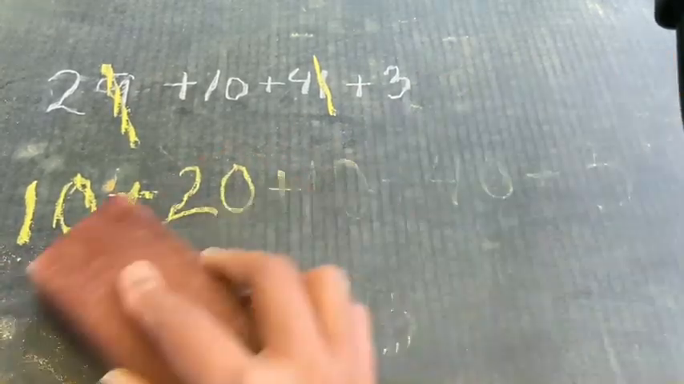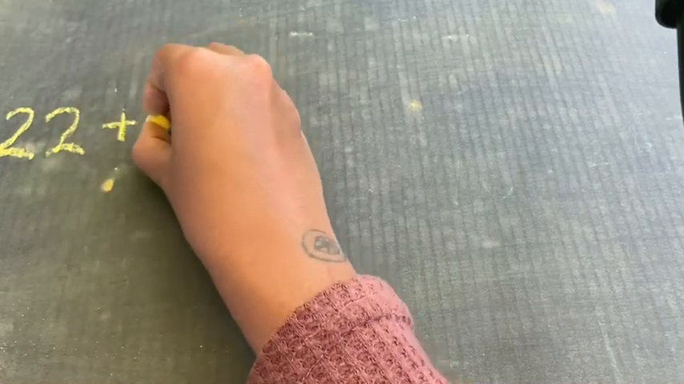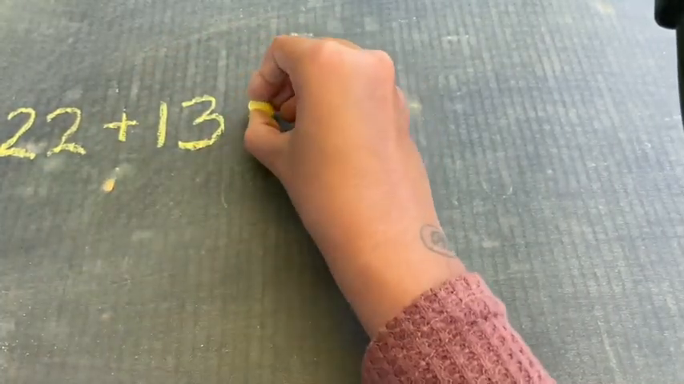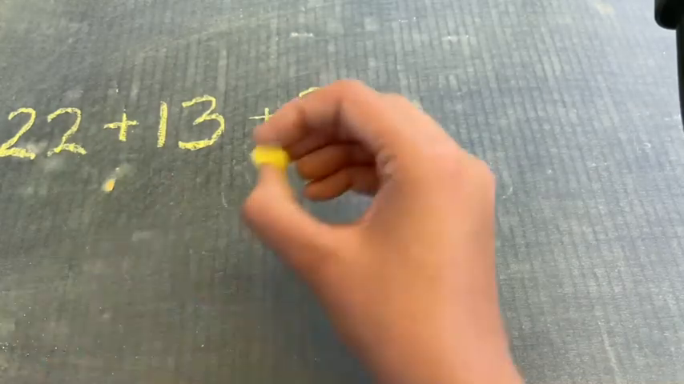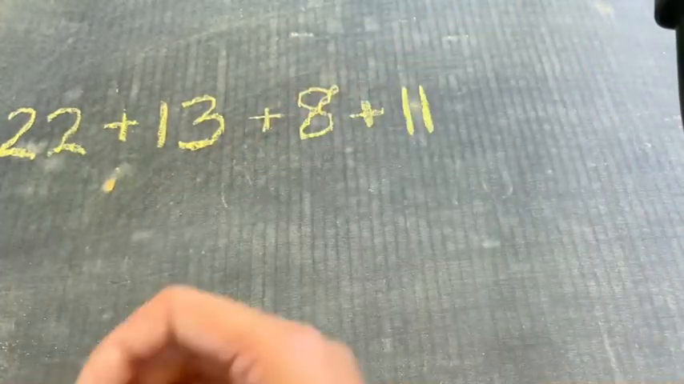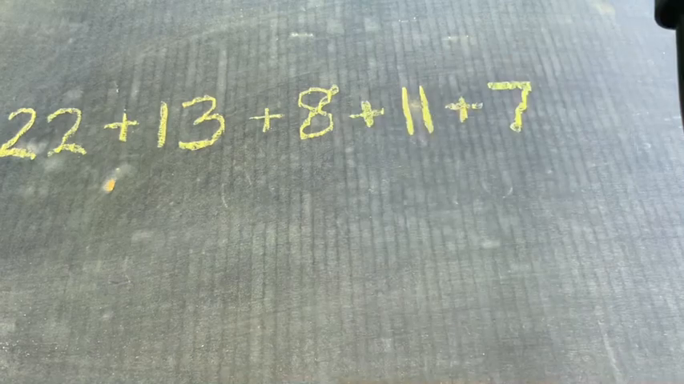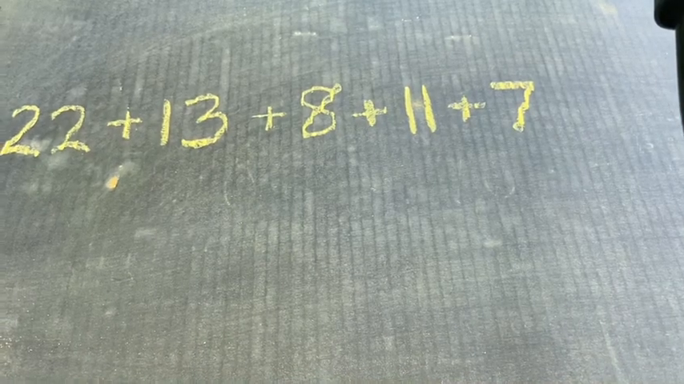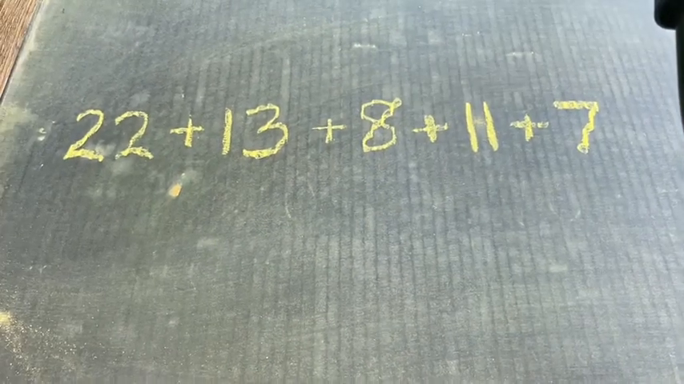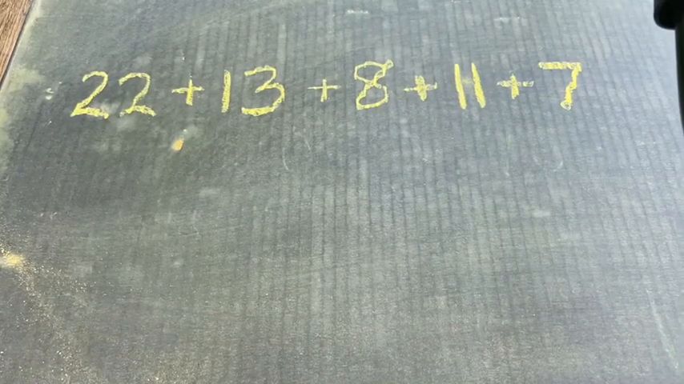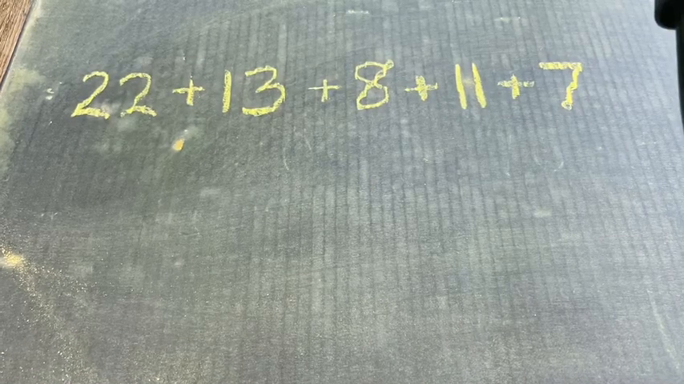The one that's on your homework looks like this. 22 plus 13 plus 8 plus 11 plus 7. You have a couple choices here. You can stop the video and do it yourself and check your answer later to make sure you got it right, if you would like to. Or you can solve it with me.